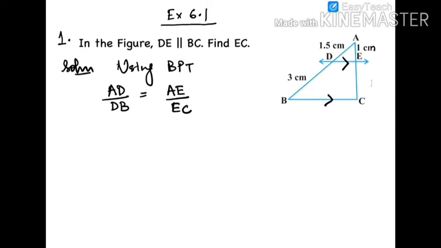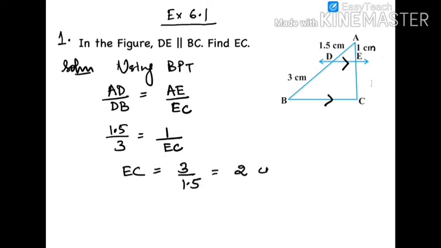Now we can substitute the values here. 1.5 divided by 3 will be equal to 1 divided by EC. Now we cross multiply, so EC is equal to 3 divided by 1.5, which is equal to 2 centimeters. So using basic proportionality theorem, you can find out an unknown side of a triangle.